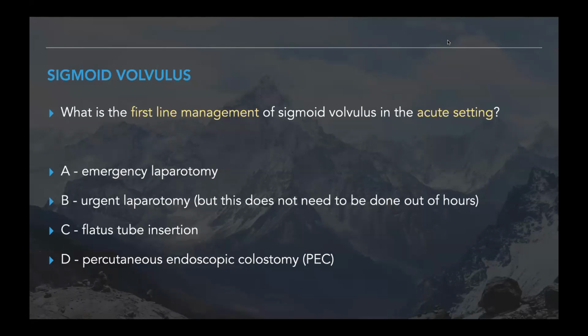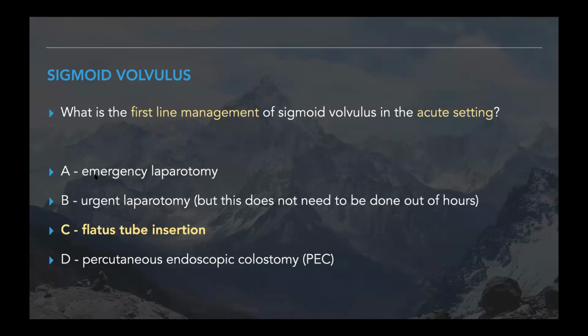Okay, yeah, so a pretty even split. The correct answer is C, flatus tube insertion. This is also known as endoscopic decompression. Basically, if you can work a tube up into the dilated sigmoid loop, you can decompress it and it will automatically devolve. Sometimes the patients will need a laparotomy because that doesn't work.